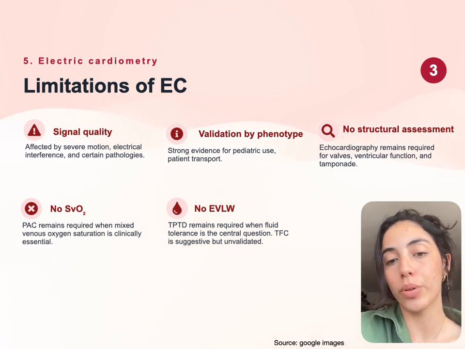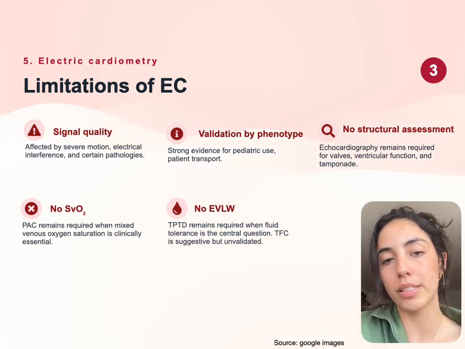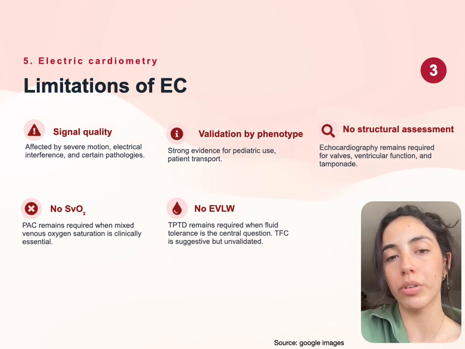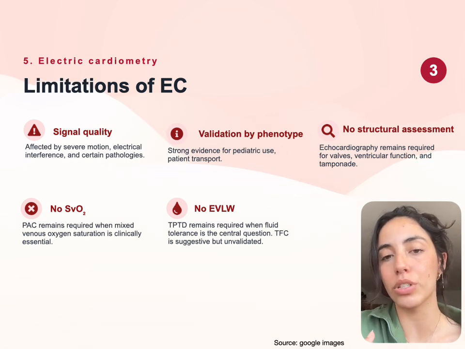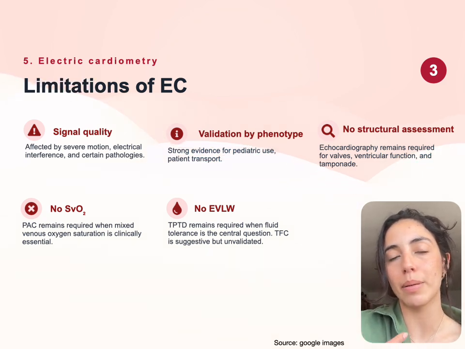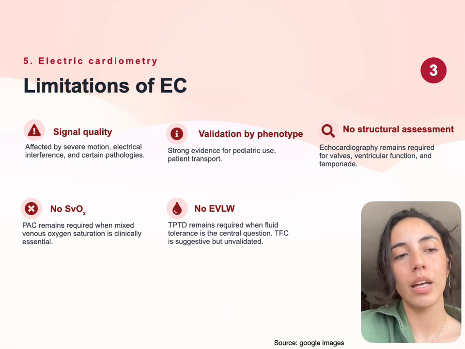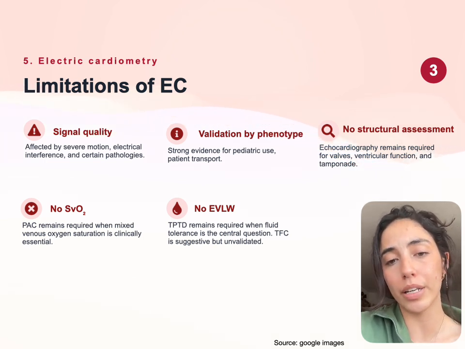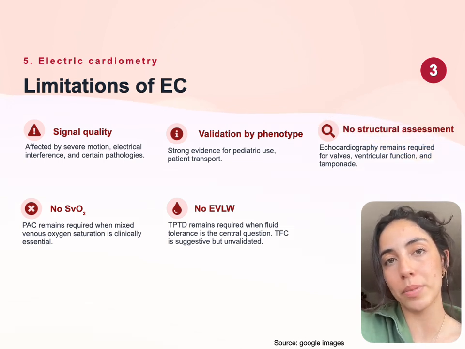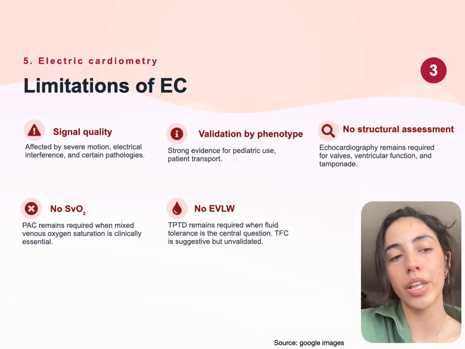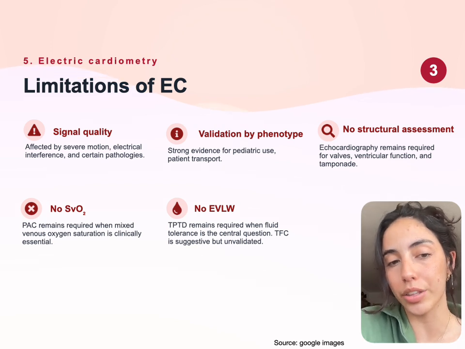It's important to know that electrocardiometry under no circumstance is going to provide a structural assessment of the patient, and echocardiography remains required to evaluate a patient's valve status, ventricular function, as well as, for example, cardiac tamponade. Electrocardiometry is also not going to provide us a mixed venous oxygen saturation signal, and for that specific parameter, we're still going to require the use of pulmonary artery catheters.